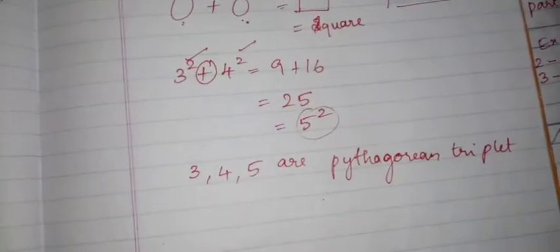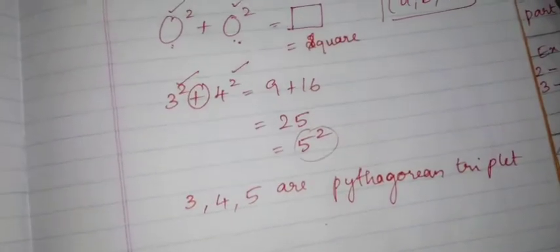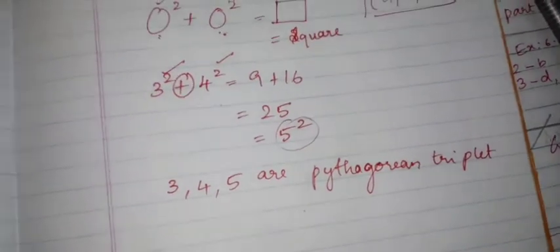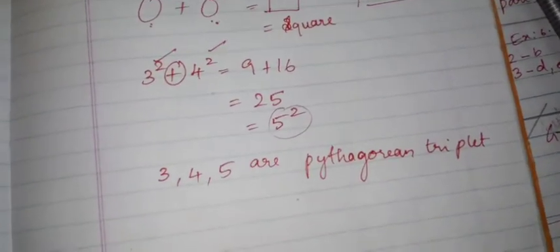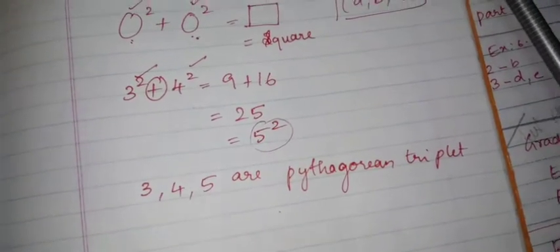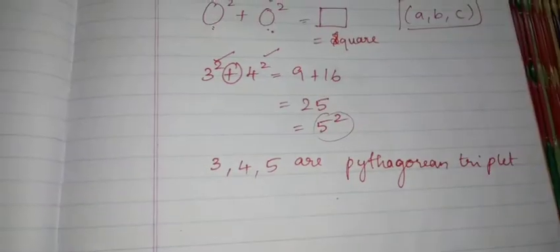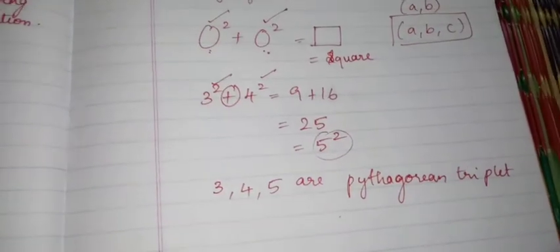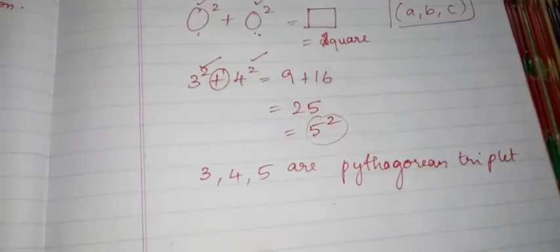Likewise we can find many numbers in that example. 6, 8, 10 is also a Pythagorean triplet. Okay, so you can work those out also and see. Like 5, 12, 13 is also a triplet. Next, I will give you the general term for this Pythagorean triplet.